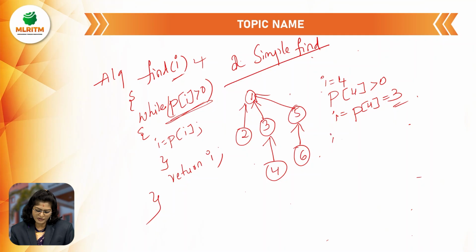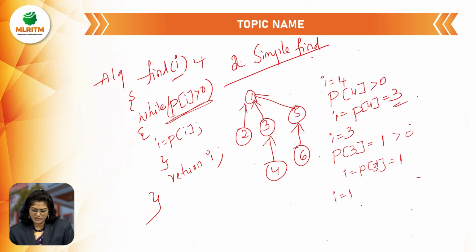Now I becomes 3. Now P of 3 equals 1. What is the P of 3 value? We have 1. So 4's parent node is 3, and 3's parent node is 1. Is 1 greater than 0? Yes. So I equals P of 3, and the value is 1. Alright, next iteration, again we need to check.